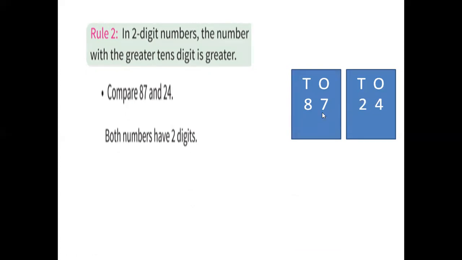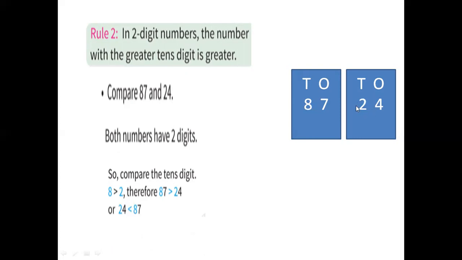Now what do we have to do? We have to take the tens place first. See here, in the tens place, what is the number? 8 here. Here in the tens place, what is the number? 2. So we will compare the tens place first. Okay. So compare the tens digit. 8 is greater than 2. Therefore, 87 is greater than 24 or 24 is lesser than 87.